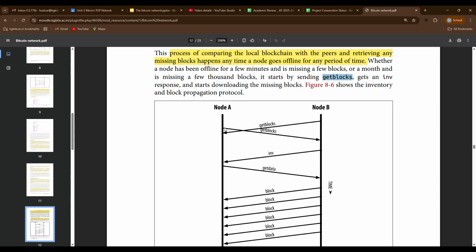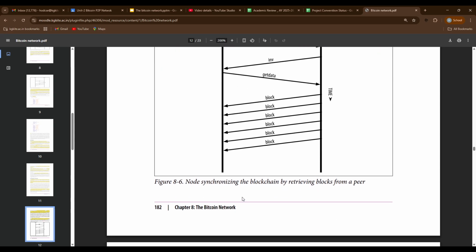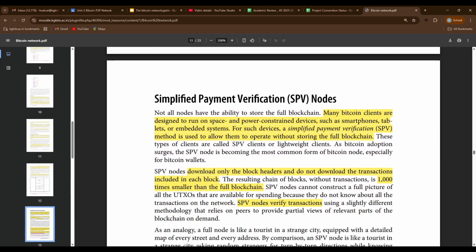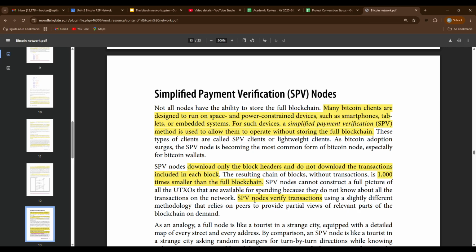So say node A is sending a get blocks message and the other node is replying with inventory, saying yes, I have it, then give me the data, and it says yes, take all these blocks. So this is how node synchronization happens, and even if the machine was switched off for some time, you can get the missing blocks.